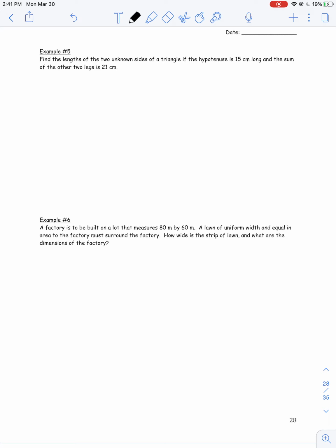Example number 5. Find the lengths of the two unknown sides of a triangle if the hypotenuse is 15 centimeters long and the sum of the other two legs is 21 centimeters. So we have a right triangle here. They're giving us the hypotenuse, which is 15 centimeters long, and they're telling us that this and this, meaning plus, the sum is equal to 21 centimeters.